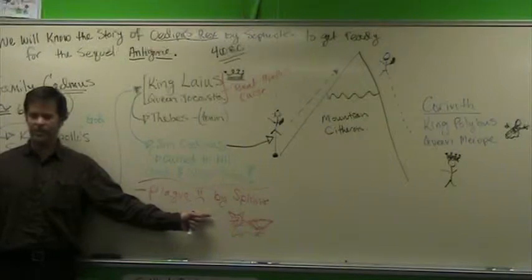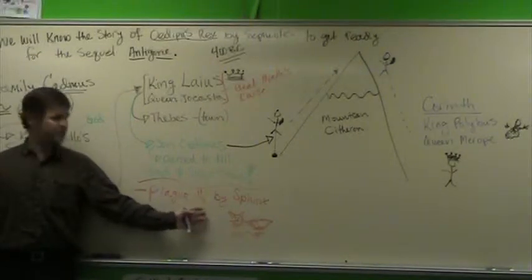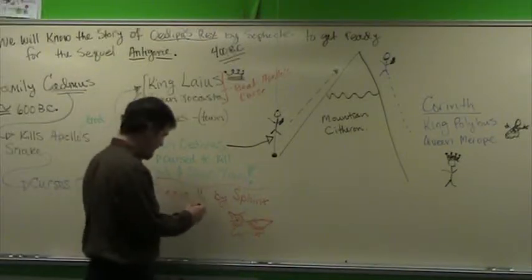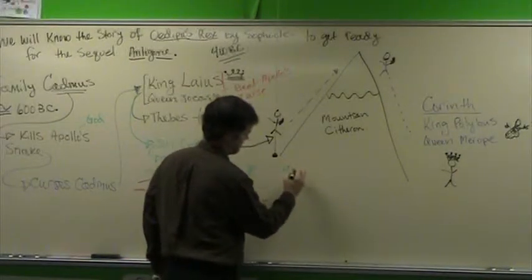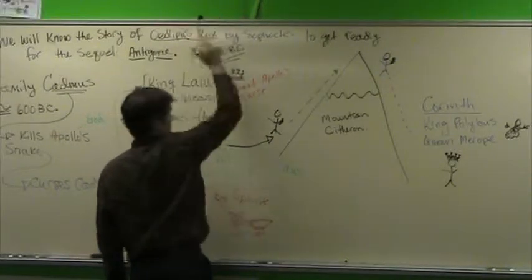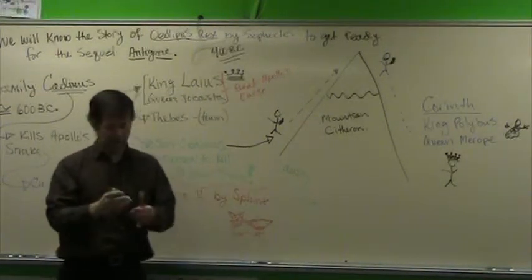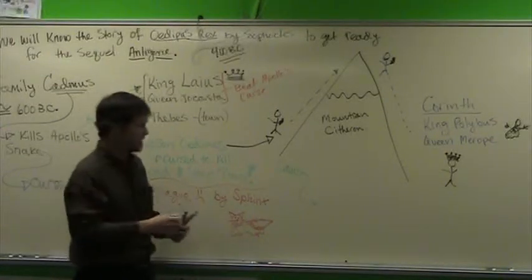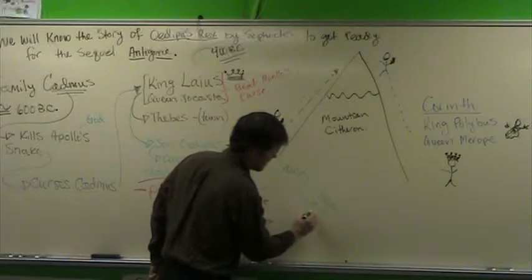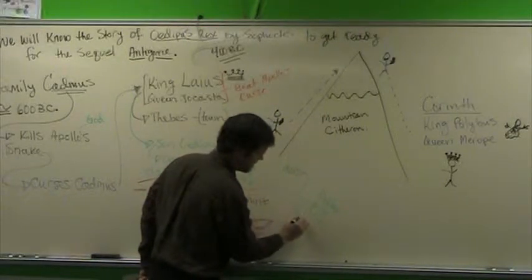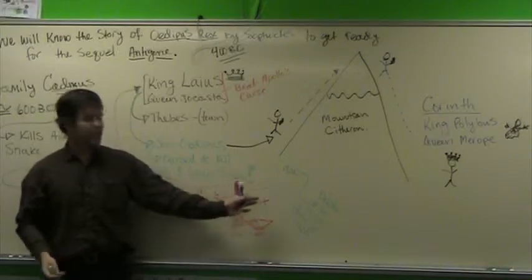And the Sphinx caused this terrible plague on the city of Thebes. And being the good king that he is, he wants to figure out how to get rid of this plague, how to get rid of the Sphinx. So Laius heads off to the Oracle at Delphi, okay? This is where in ancient Greek culture you would go to talk to the gods. Laius goes to talk to the gods. He heads off to Delphi to ask the gods for help.